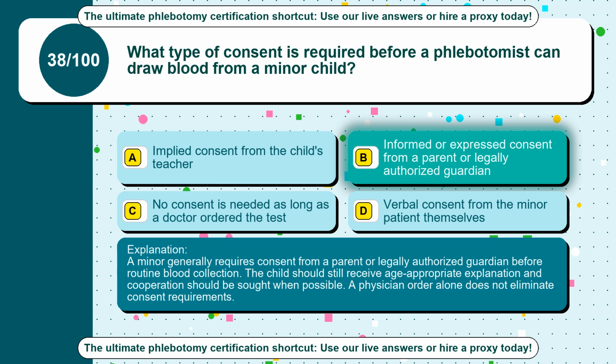A minor generally requires consent from a parent or legally authorized guardian before routine blood collection. The child should still receive age-appropriate explanation and cooperation should be sought when possible. A physician order alone does not eliminate consent requirements.